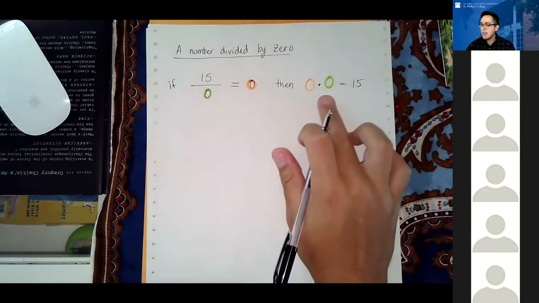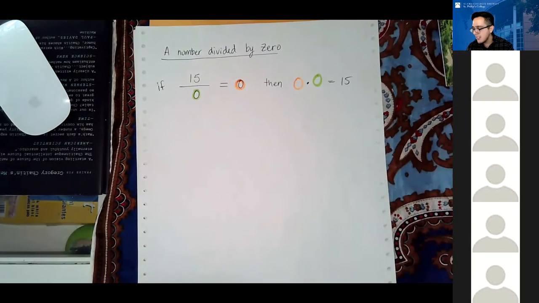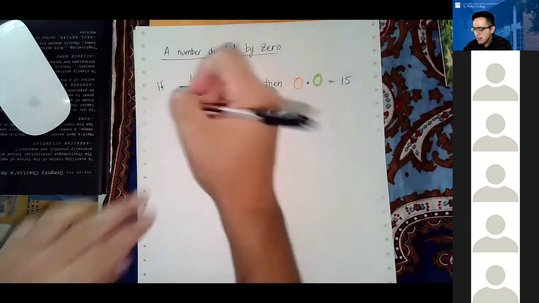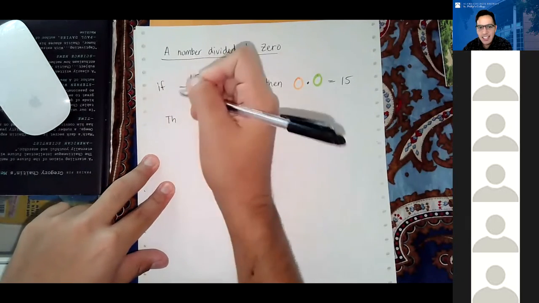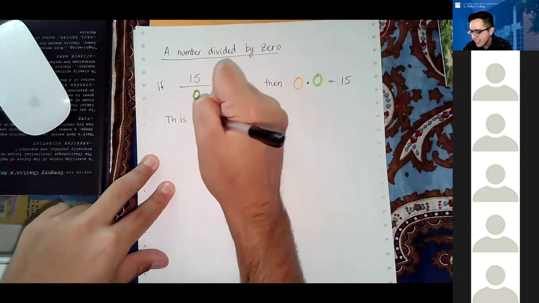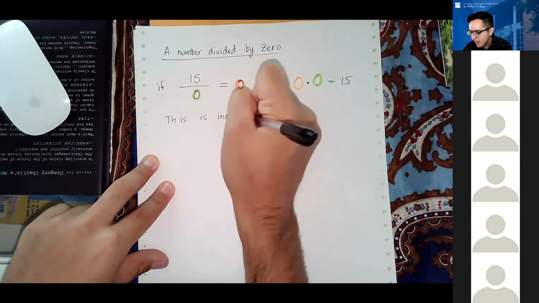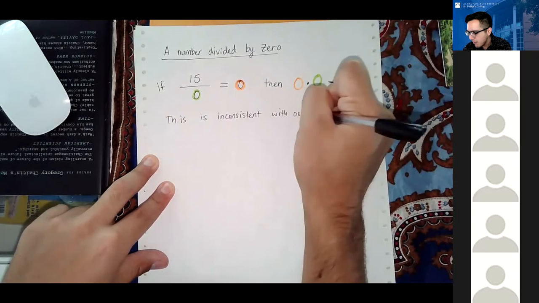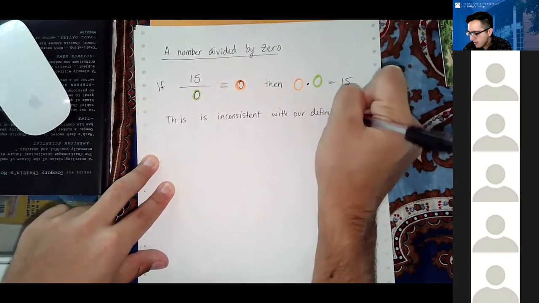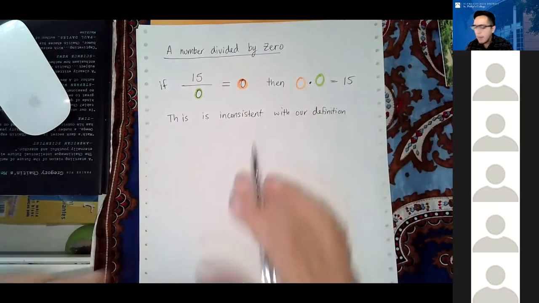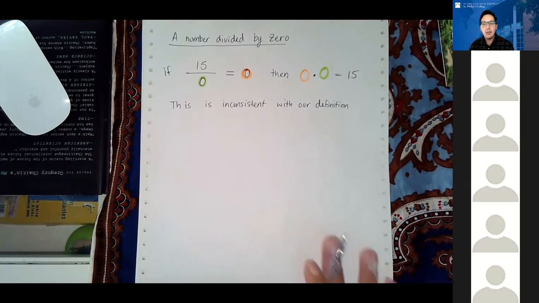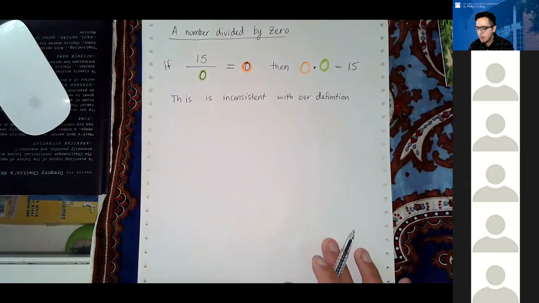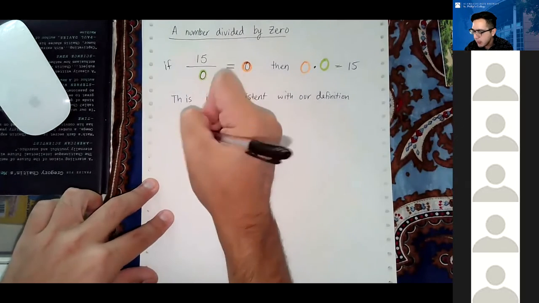But is 0 times 0 15? No. Yeah, and it's not. This is inconsistent with our definition. So that means that 15 divided by 0 can't be 0. But then we run into some other problems.